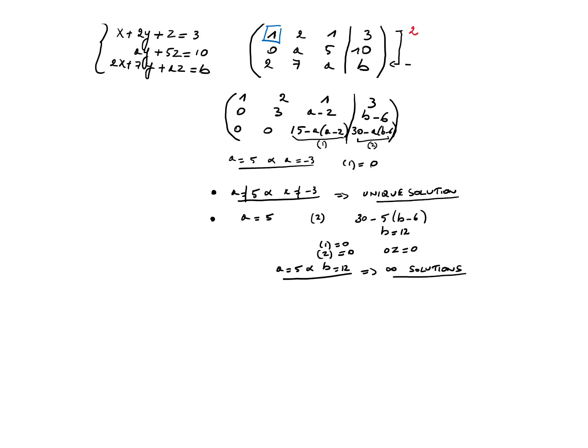Well, if you take a equal to 5 and b different from 12, then 1 is 0, but 2 here will be different from 0. Okay, so you end up with an equation of the type 0z is equal to something that is different from 0. So you have no solutions.